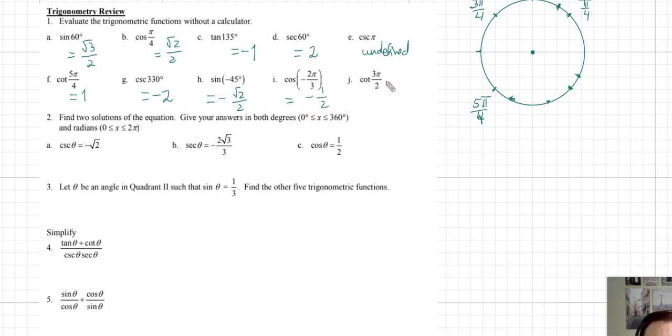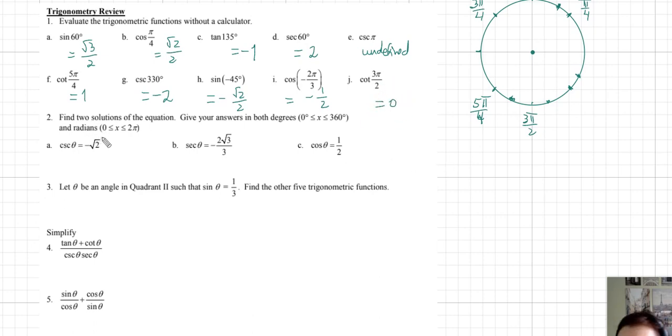And then cotangent of 3 pi over 2: pi over 2, 2 pi over 2, 3 pi over 2. Cotangent is cosine over sine, right? Cosine is 0 at this value, so it has to be equal to 0.